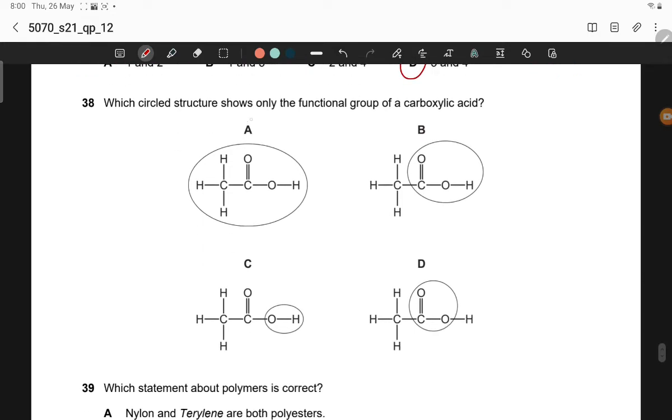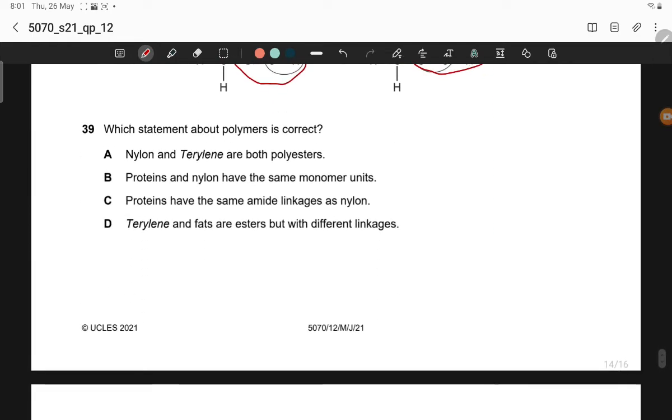Which circled structure shows only the functional group of a carboxylic acid? So this is incorrect because the whole compound is circled. This is correct because this is a carboxylic acid, only the functional group is circled. So the whole functional group is carboxylic acid, so this is correct. So the other is also incorrect. B option is correct.